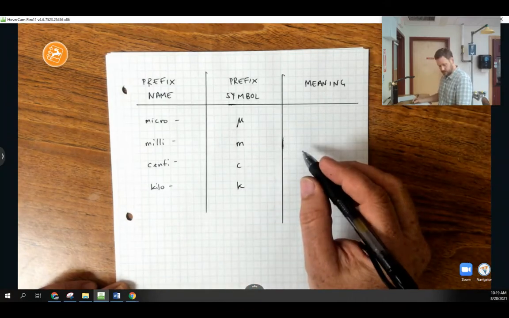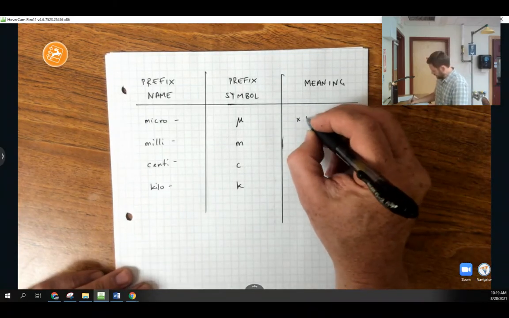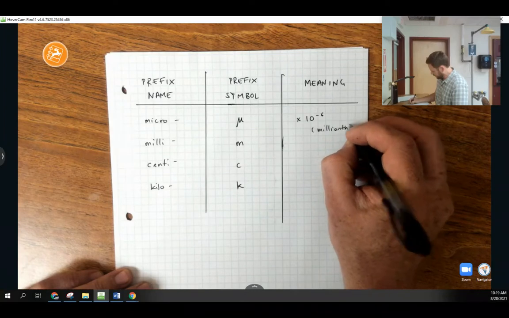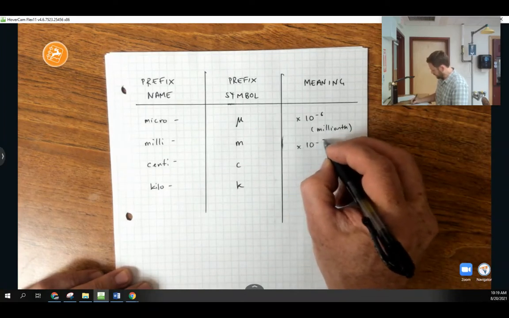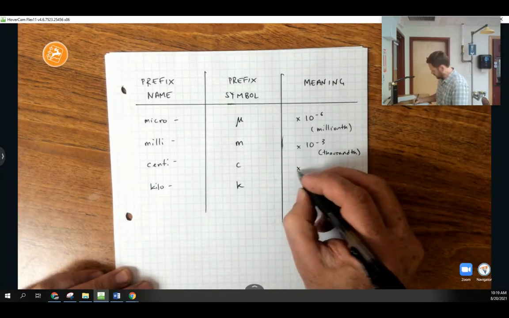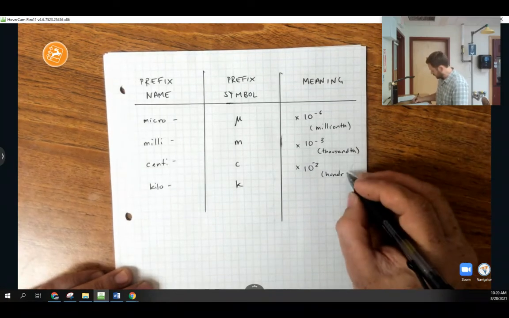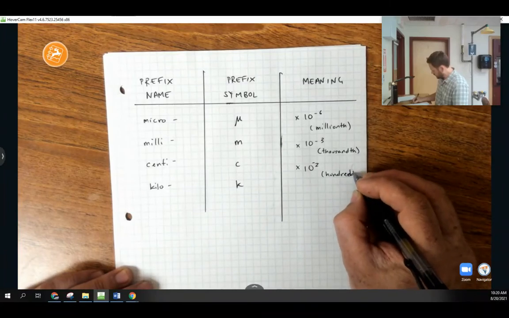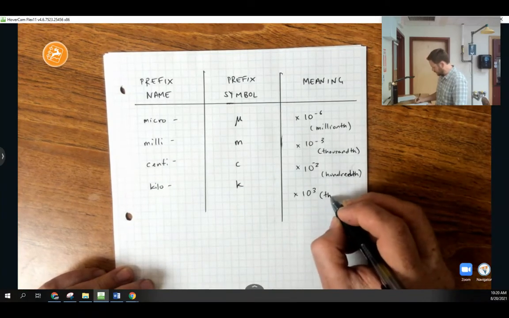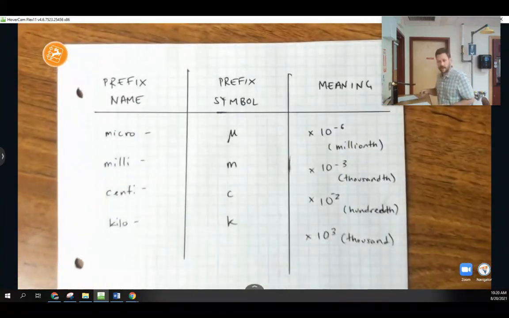Now, the meaning of each of those is essentially an order of magnitude. Micro means times 10 to the negative 6th. That means millionth. Milli means times 10 to the negative 3rd. That means thousandth. Centi is times 10 to the negative 2nd, which is hundredth. And finally, kilo is 10 to the 3rd, which means thousand. So notice the kilo prefix is a multiplier, not a divisor.